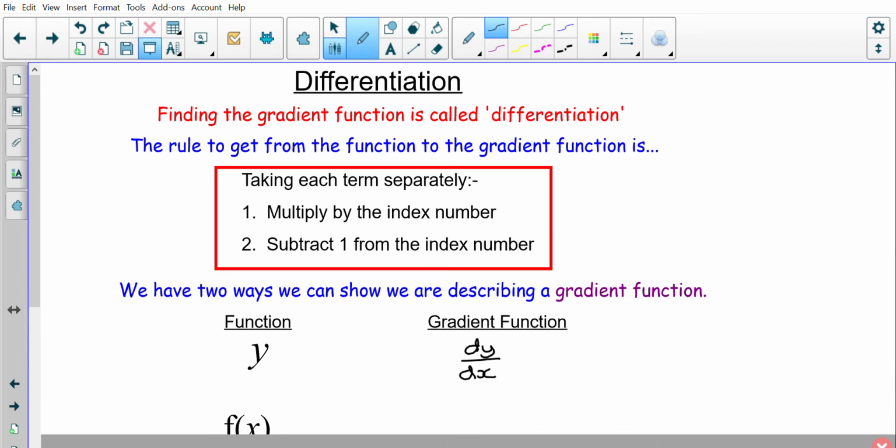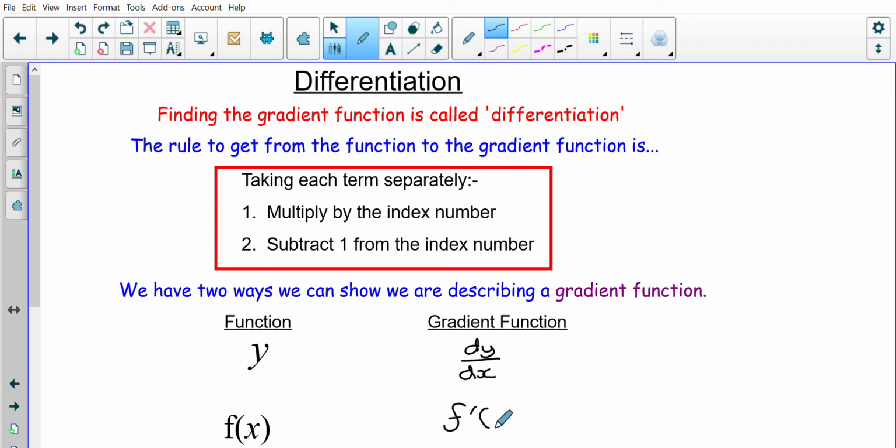But if we are given the original function in function notation f of x, then in that case we show we're finding the gradient function by using the notation f dash of x. So in this red box here we have the rule that we have to apply, in words, as we are going to think about it in our heads.